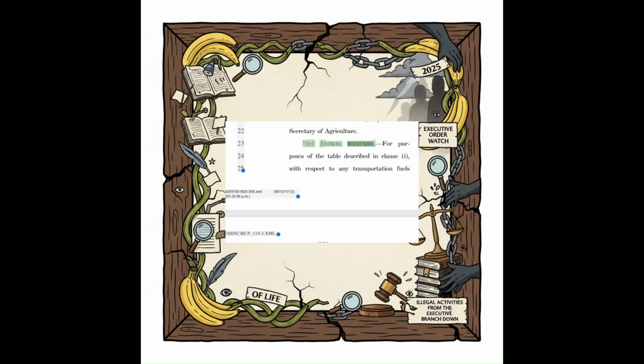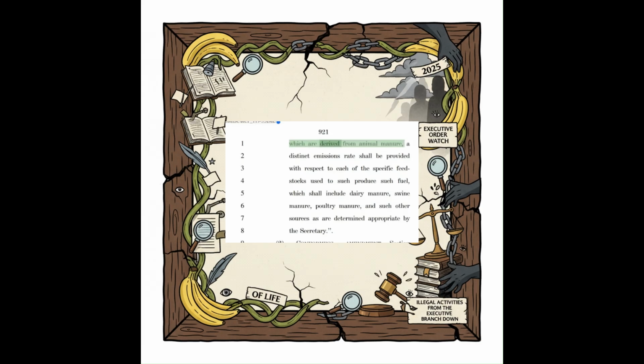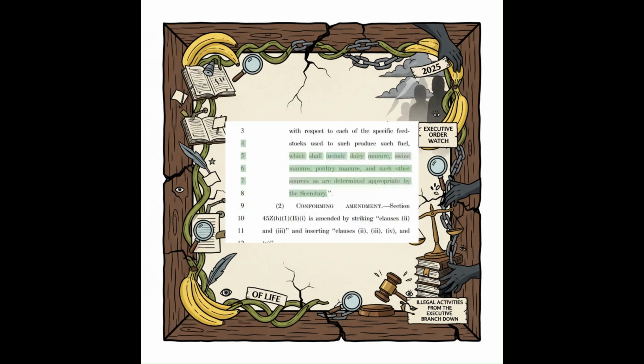Animal manures. For purposes of the table described in clause, with respect to any transportation fuels which are derived from animal manure, one distinct emissions rate shall be provided with respect to each of the specific feedstocks used to produce such fuel, which shall include dairy manure, swine manure, poultry manure, and such other sources as are determined appropriate by the Secretary.